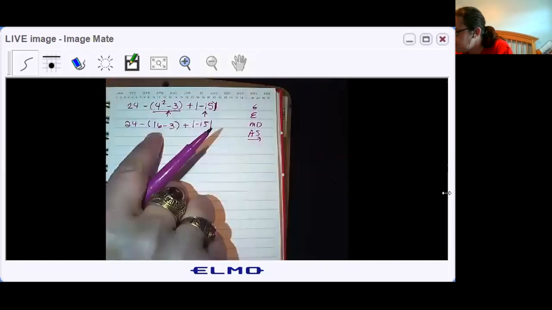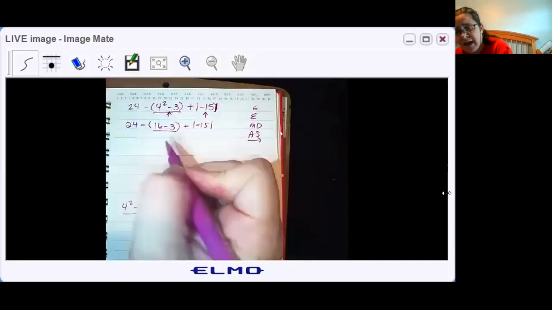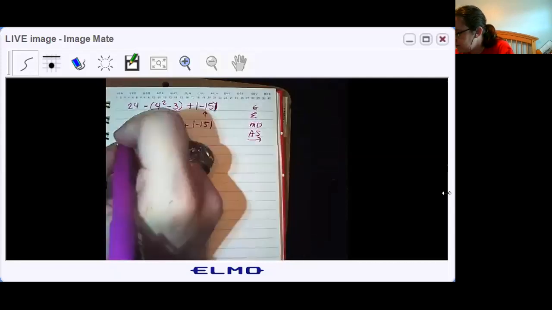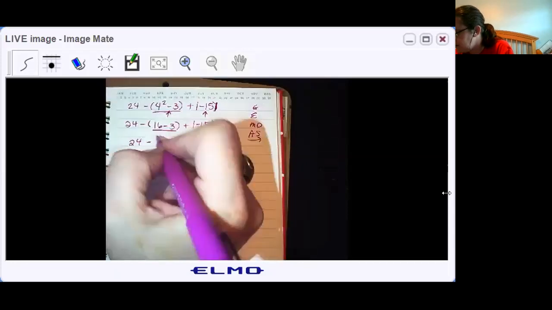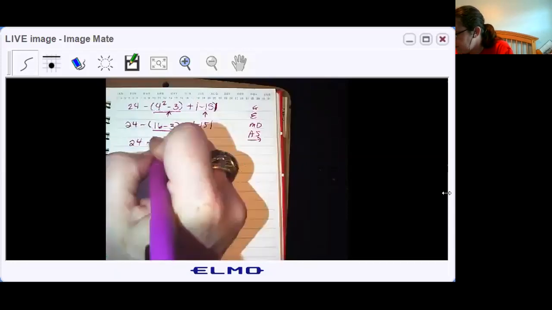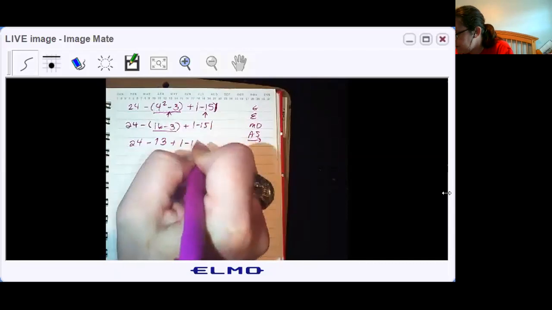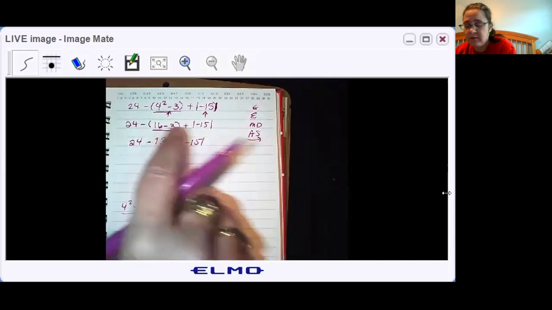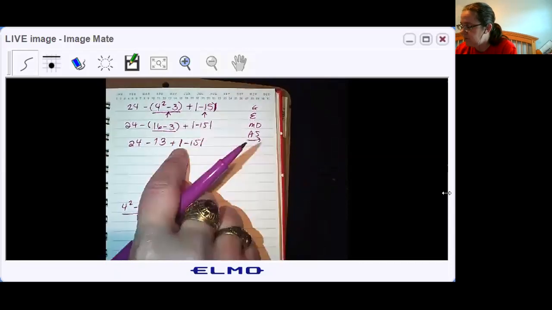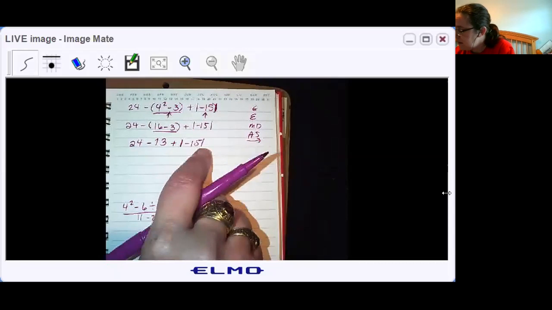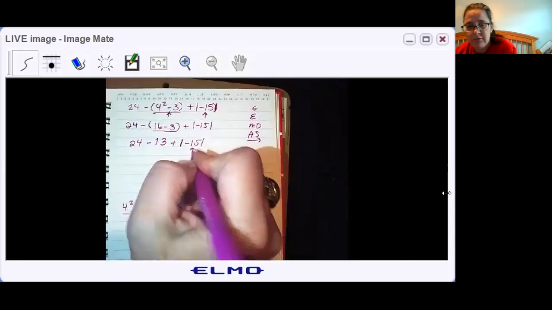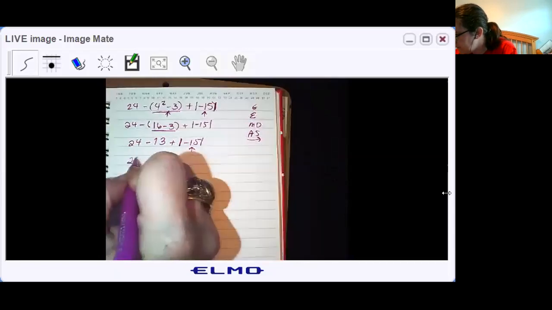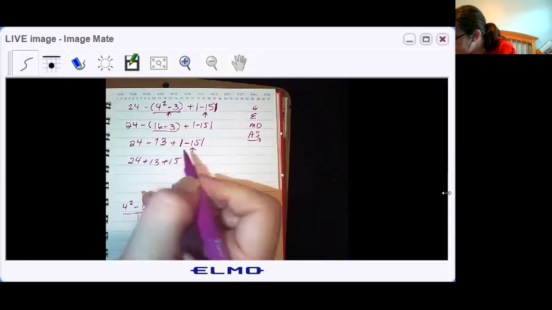Have I finished out my grouping here yet? I haven't, so now I do need to do 16 minus 3. So now I have 16 minus 3 is 13, plus the absolute value of negative 15. One grouping's done, the other grouping isn't. So now let's look at this, the absolute value of negative 15. How many steps away from 0 is negative 15? Well, negative 15 is 15 steps from 0.